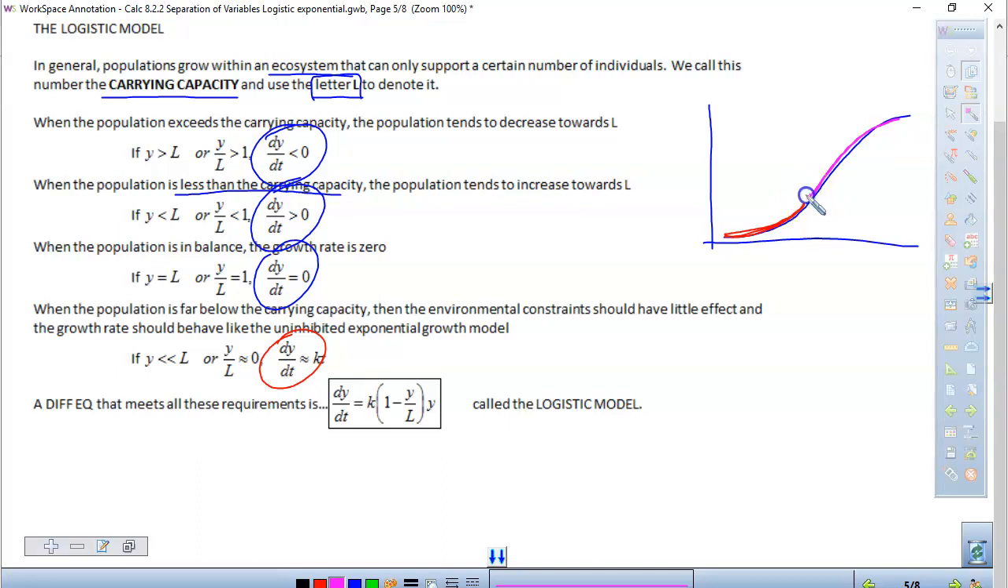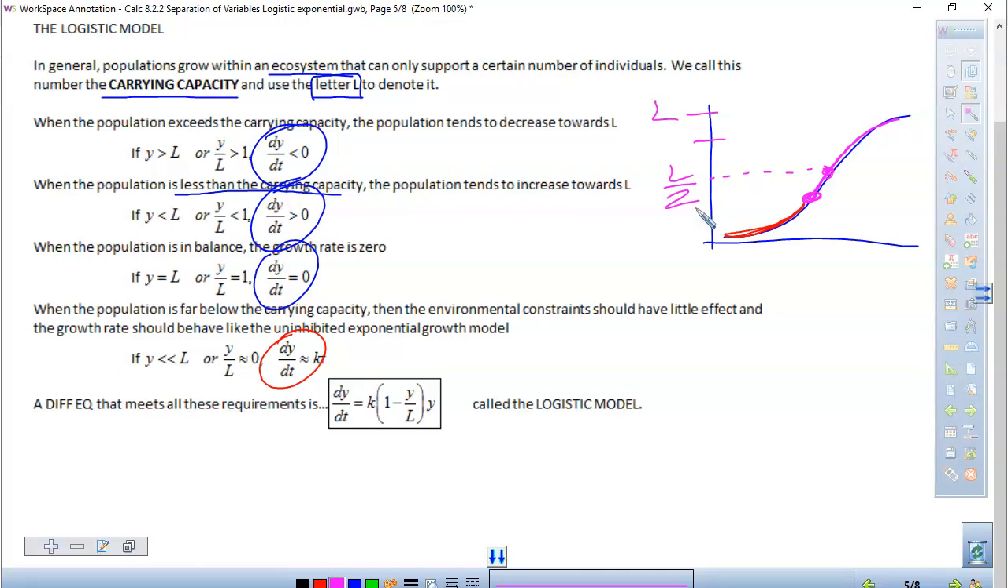Now, the point at which that changes, sorry. This is L, my carrying capacity, and I draw that really poorly. It should be more like here. This point is always half the carrying capacity, always, and the slope is 1. When it goes from exponential to logarithmic, that point is called the inflection point. It's always half the carrying capacity.